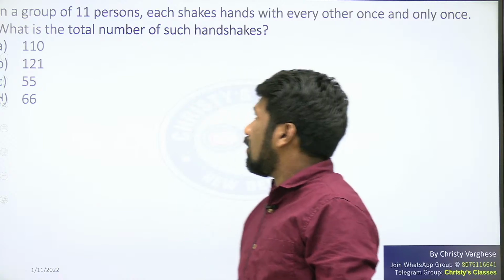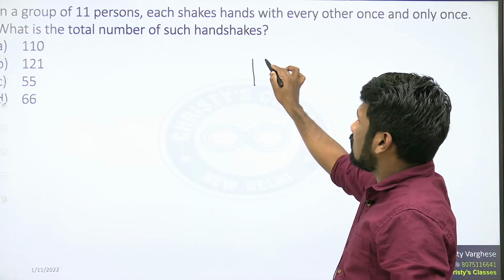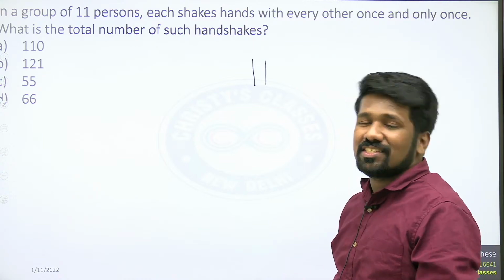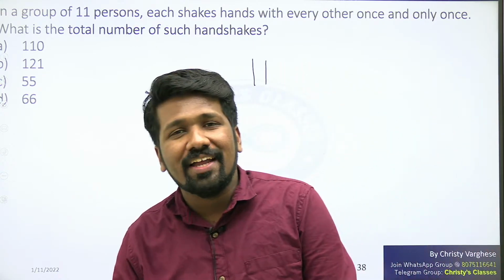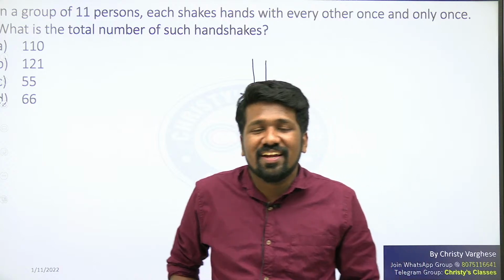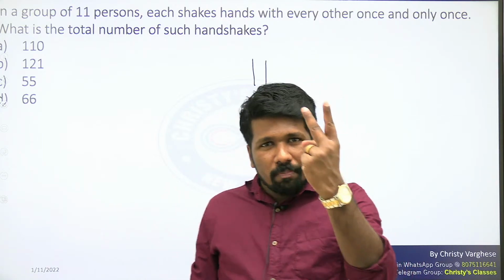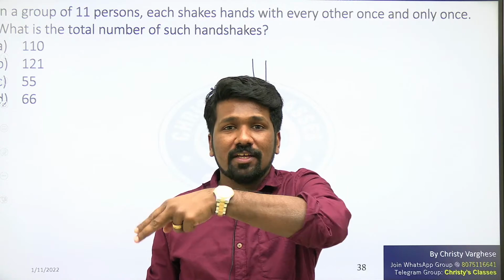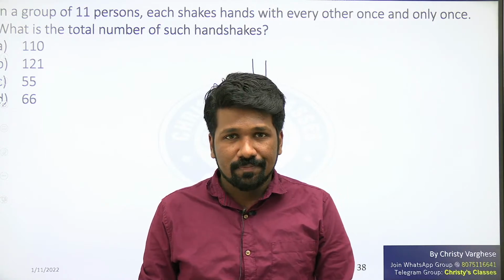So, many of you already got it right. From 11 persons, you want to know how many handshakes are possible. For handshakes, how many people are needed? For playing a match, two teams are needed, na? Or 2 things should be selected from 5 things. In the previous question we learned.